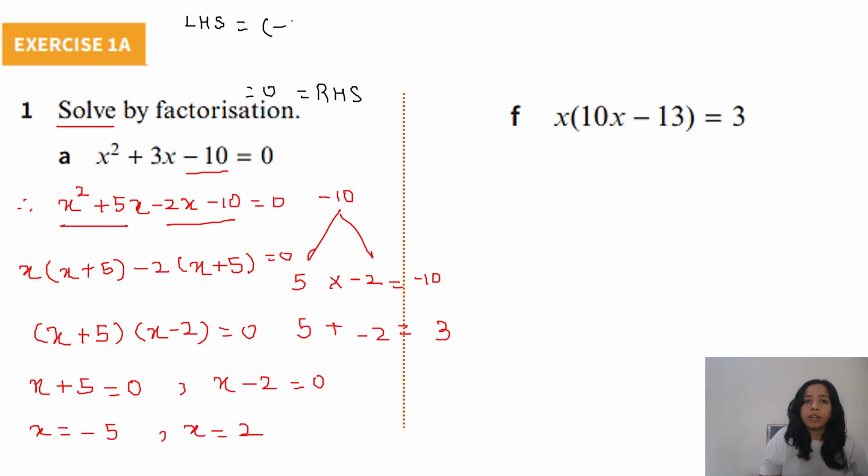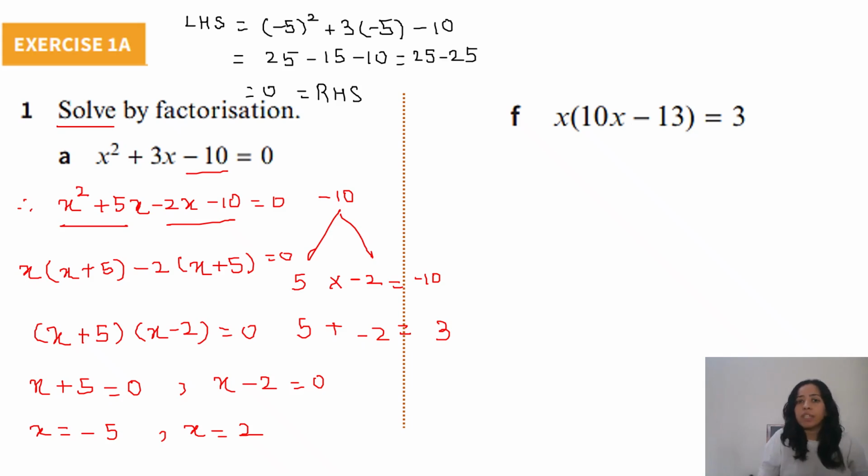So let's quickly have a look at it. Let's substitute -5 over here. (-5) squared plus 3 times (-5) plus (-10). So this is going to give us 25 minus 15 minus 10. This is nothing but 25 minus 25, which gives us 0 at the end. So your answer for -5 is absolutely correct. You can quickly check 2 as well. Okay, so that's right.